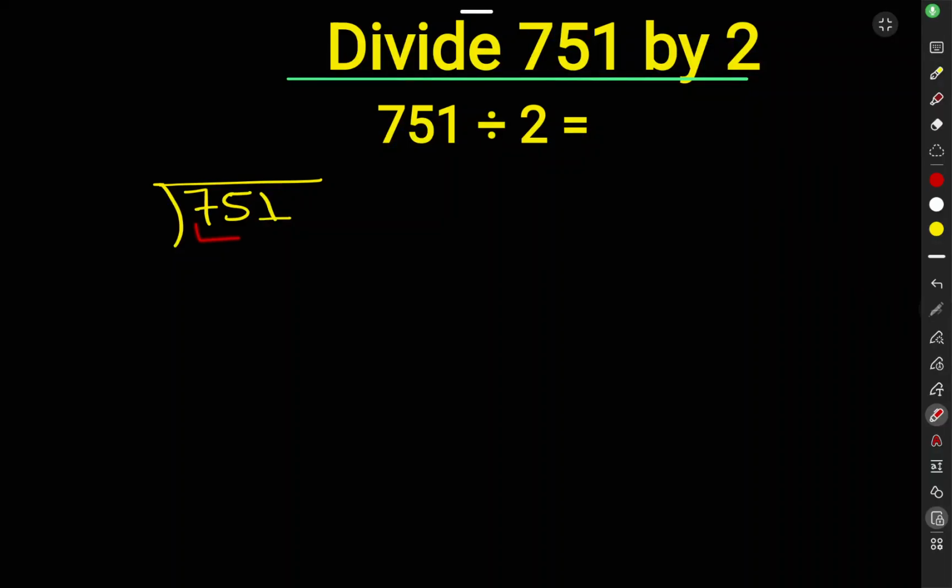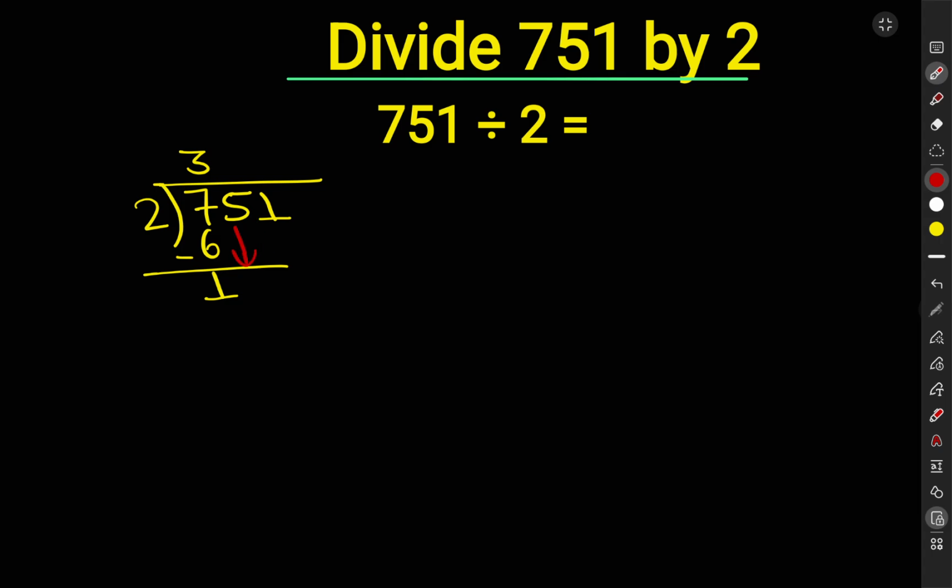Divide 751 by 2 in long division method. So 2 times 3 is 6. On subtracting we get 1.